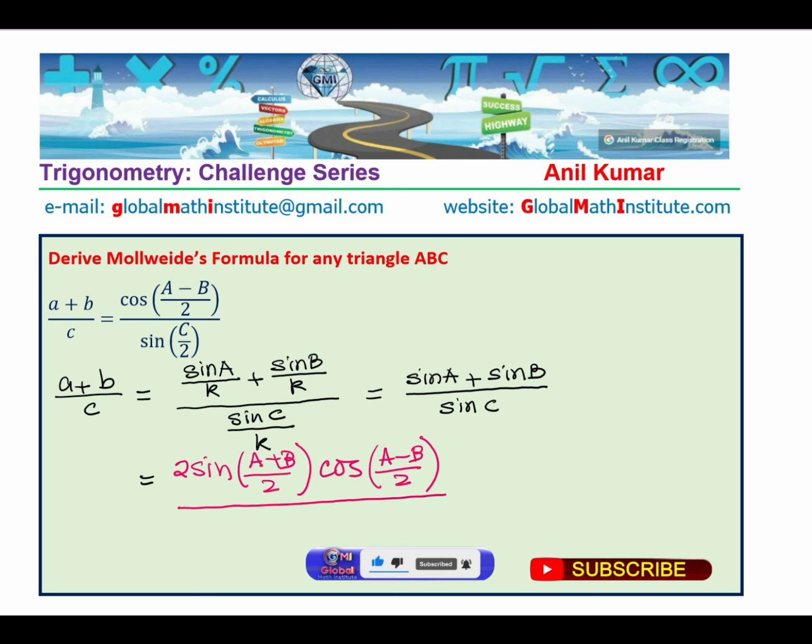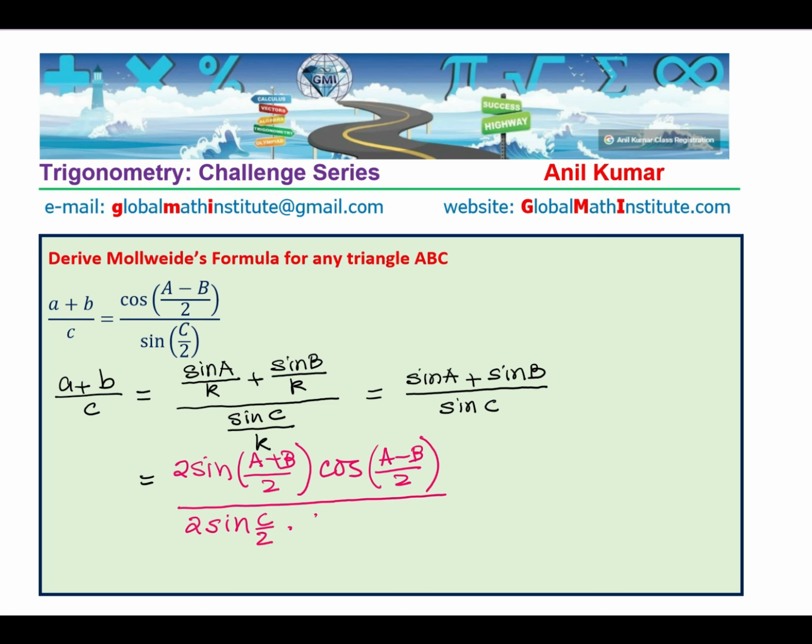Divided by sine C. Sine C can be directly written using the half angle formula as 2 sine C by 2 times cos C by 2. Makes sense, right? That is the double angle formula for sine. We know sine 2 theta is 2 sine theta cos theta, so we apply that formula right here.